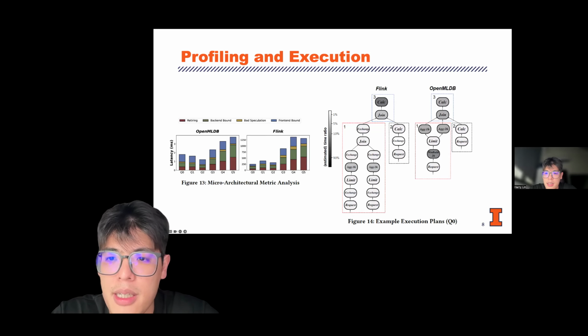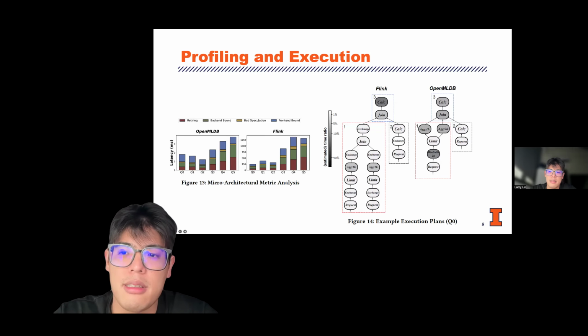So in summary, these two figures provide a vital point. OpenMLDB's massive speed advantage doesn't just come from raw hardware power. It comes from working smarter at the plan level, using machine code, reusing data windows, and employing specialized operators to eliminate the micro-architectural bottlenecks that slow down general purpose systems like Flink.